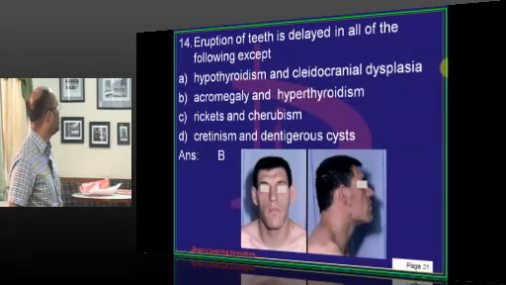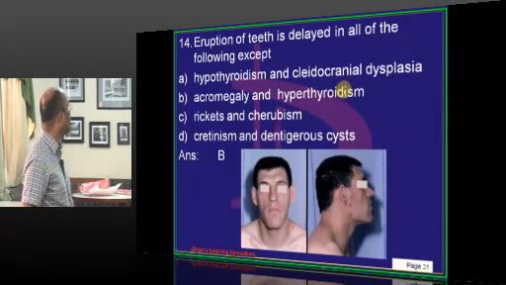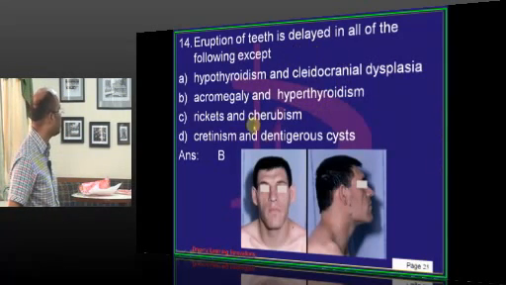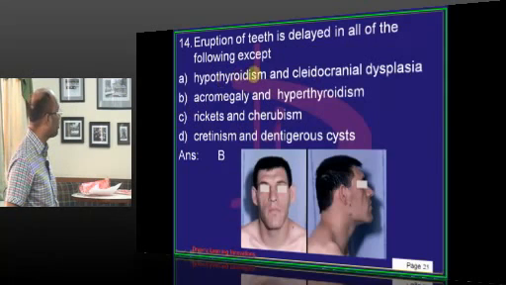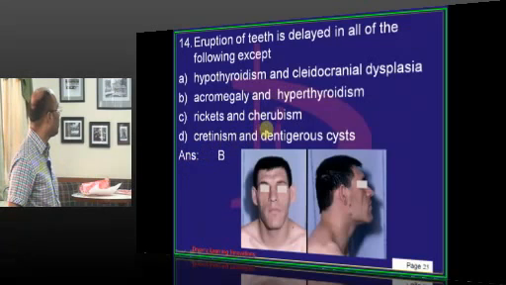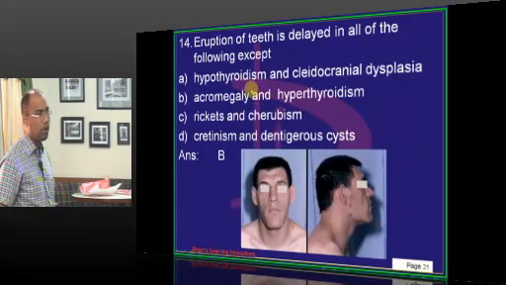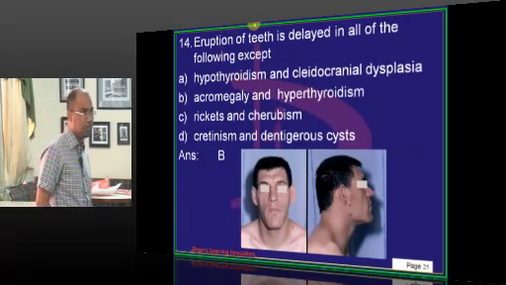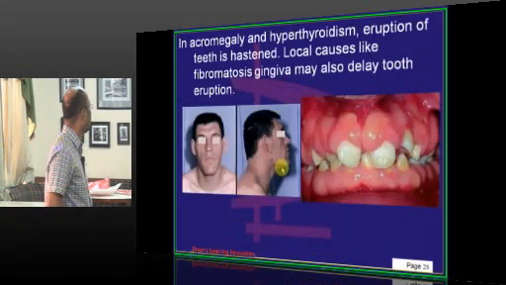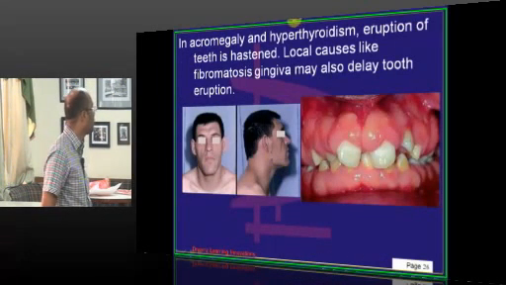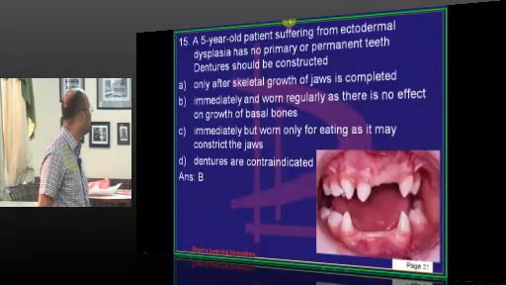And eruption of the teeth is delayed in all of the following, except: in all these conditions eruption is delayed: hypothyroidism, cleidocranial dysplasia, rickets, cherubism, cretinism, and also dentigerous cyst. Whereas in acromegaly and hyperthyroidism the process of eruption is hastened. So, in acromegaly and hyperthyroidism, the eruption process is hastened.